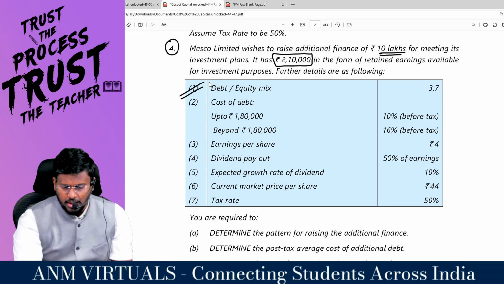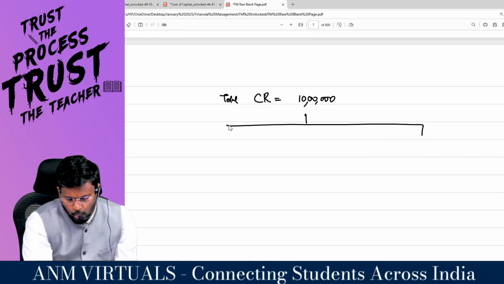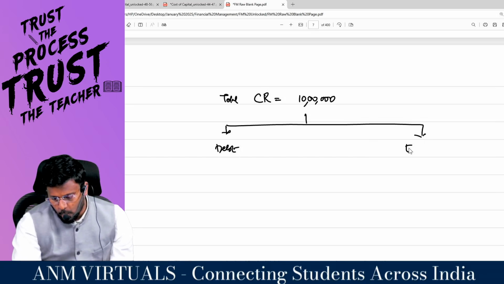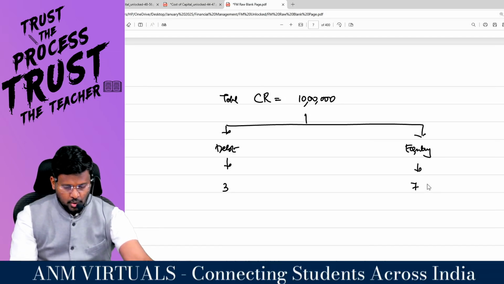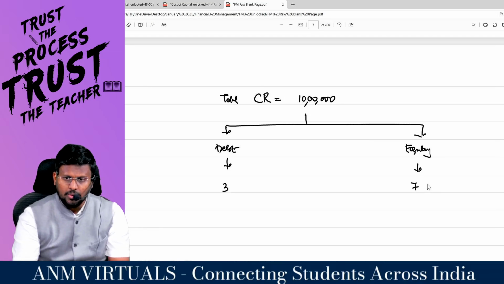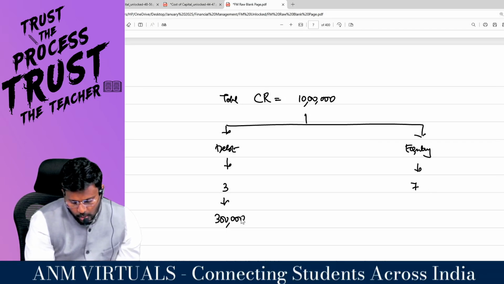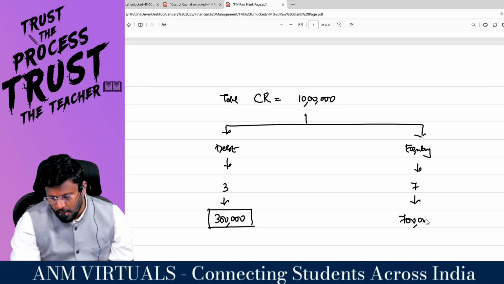Debt equity mix 3:7. So this 10 lakh should be classified into two categories: number 1, debt, and number 2, equity. They themselves said that if this is 3, this is 7. So 10 lakh into 3 by 10 comes to how much? 3 lakh is the total debt component. And 10 lakh into 7 by 10, 7 lakhs will be the total equity component.